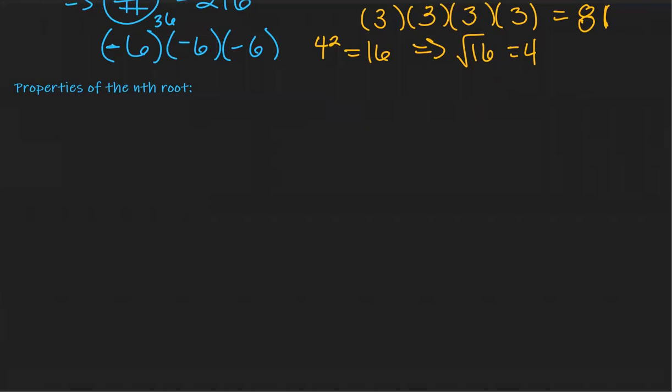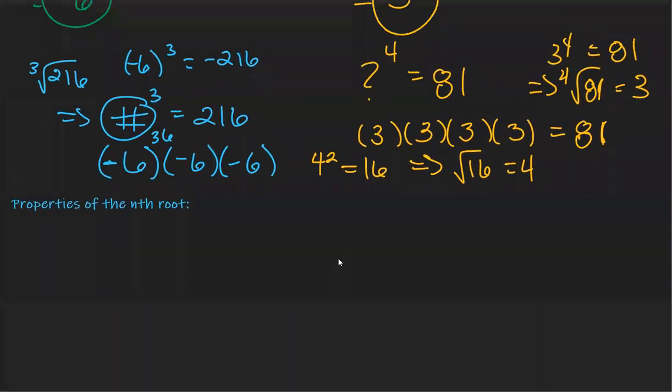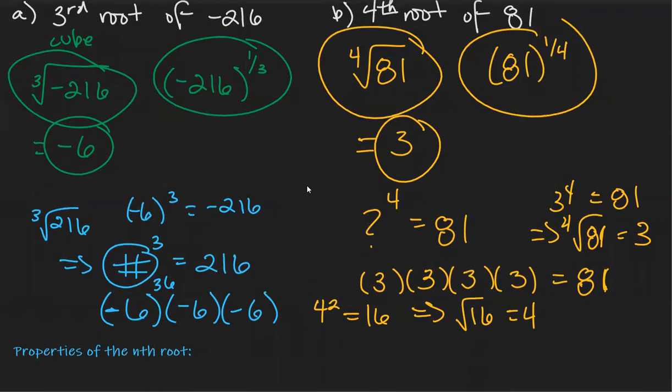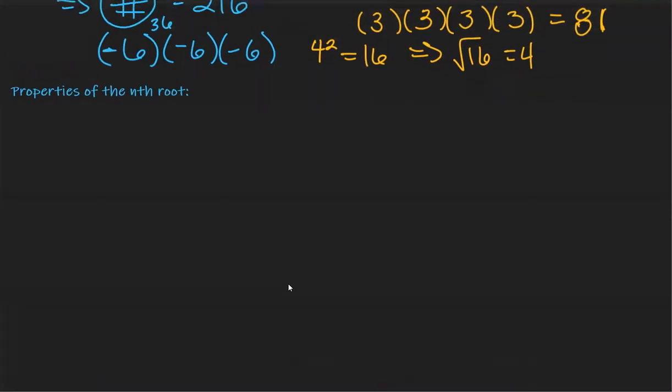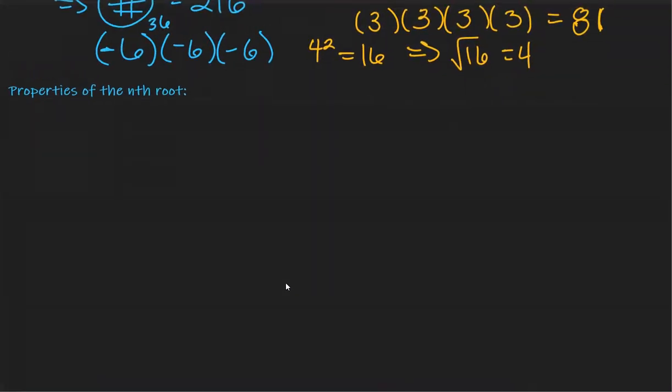Let's talk about the properties, right? Because we kind of discovered something weird, right? We can take the cube root of a negative number, but we know we can't take the square root of a negative. Otherwise, we get some imaginary stuff, right? So let's talk about what that means, okay? So there's 2 different cases for n, right? We know n is a whole number, and we know it's bigger than 1.